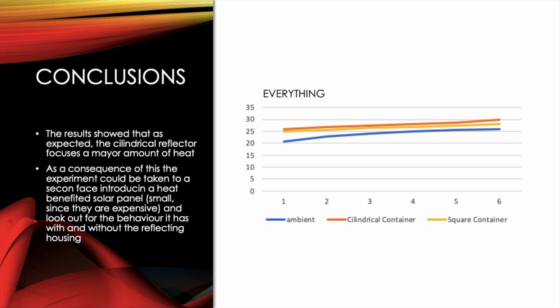After these results, we could take the experiment to a second phase, using the second generation cells and looking for the improvement with this heat optimization. Unfortunately, the solar panel must be small since they are quite expensive, but the results could be scaled to a bigger size to see how it behaves against normal photovoltaic cells under the heat optimization conditions.